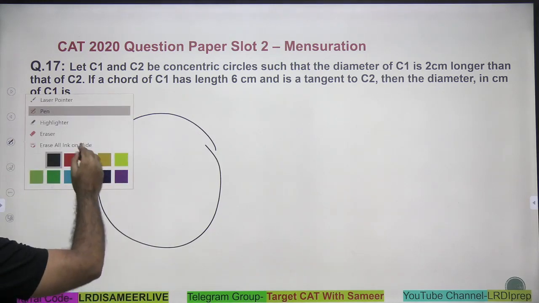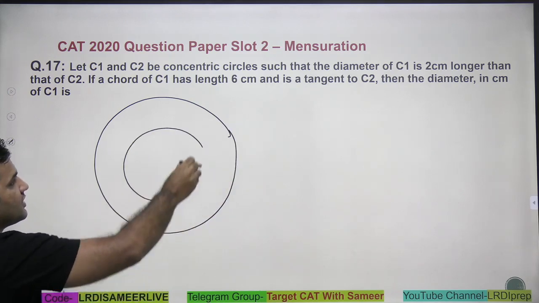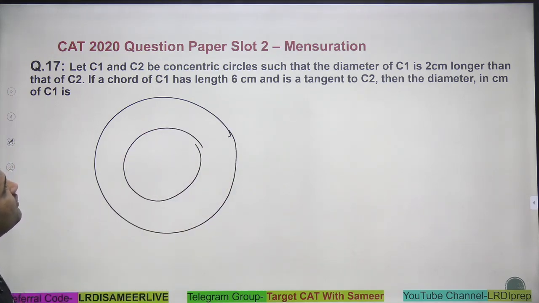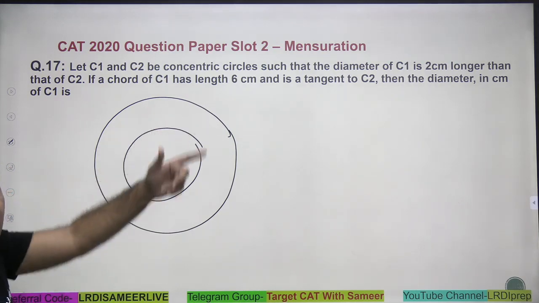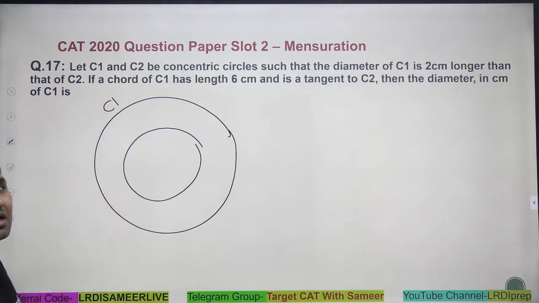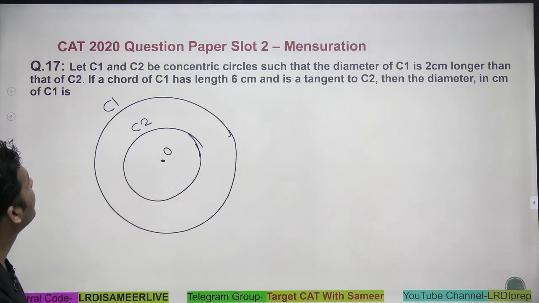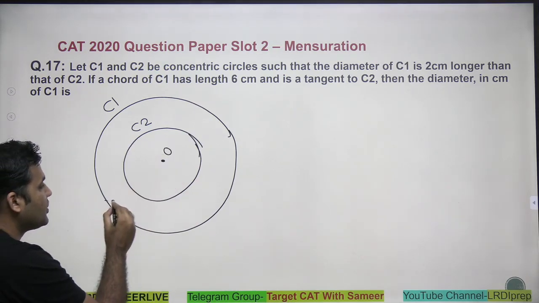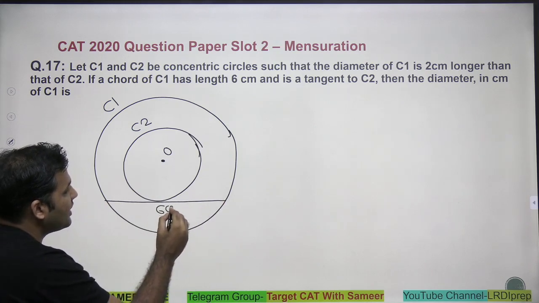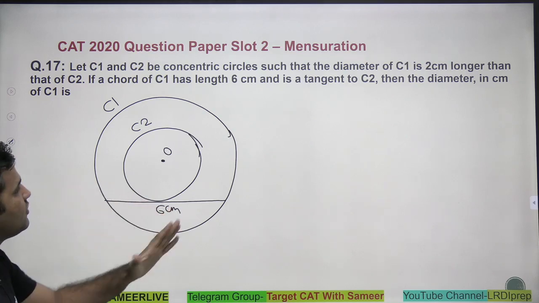Let's say this is the circle, right? There are two concentric circles, so let's make these two concentric circles, C1 and C2. The diameter of circle C1 is 2 cm longer, so the outer circle will be C1 and the inner circle will be C2. And let's say this is the center of the circle, O. Now there is a chord which is equal to 6 cm in length, and that is tangent to the circle C2. Now 6 cm is a chord of C1, right?